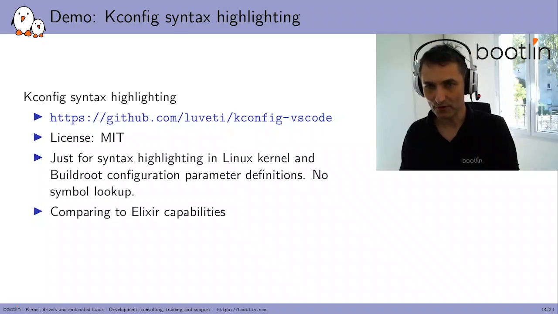Another resource I found is called Kconfig syntax highlighting with MIT code again. But it's just for syntax highlighting in the Linux kernel and Buildroot configuration parameter definitions. There's no support for symbol lookup. I'll compare that to the more advanced capabilities of Elixir in that field.